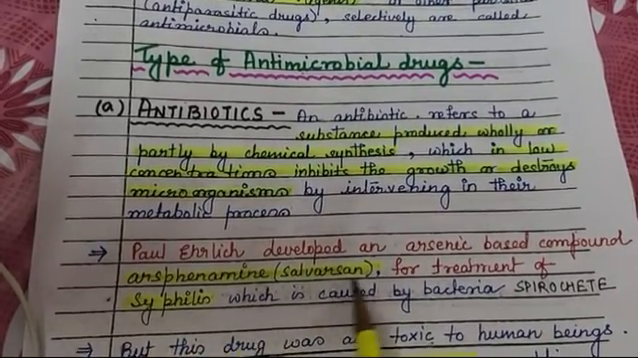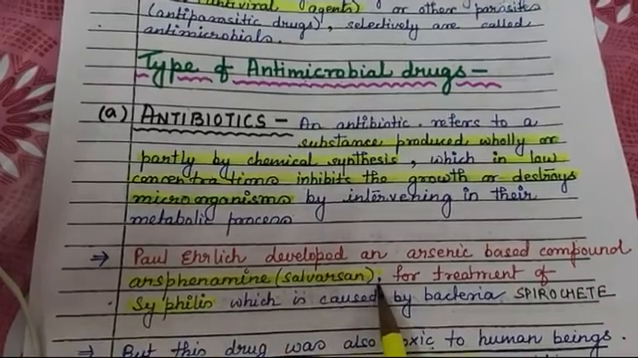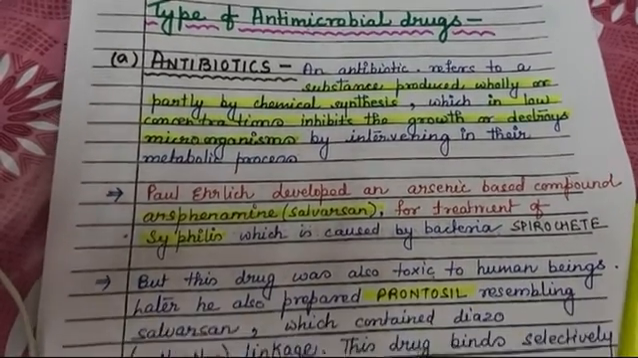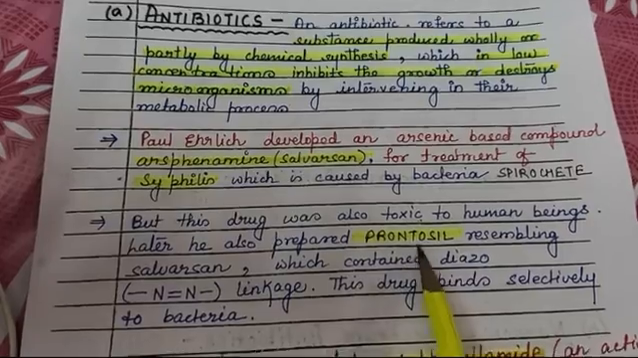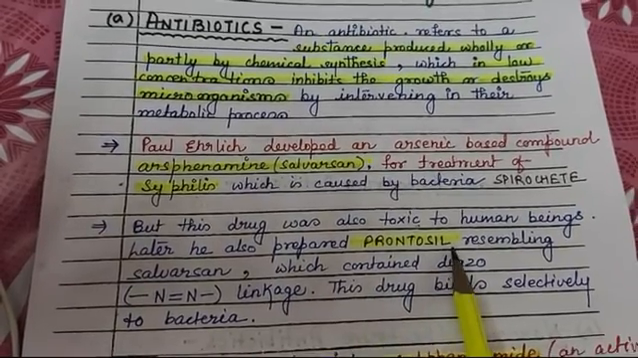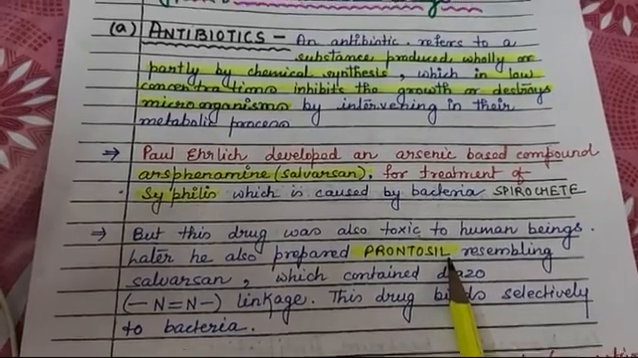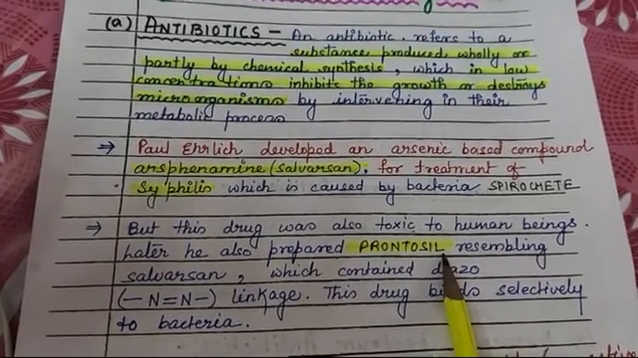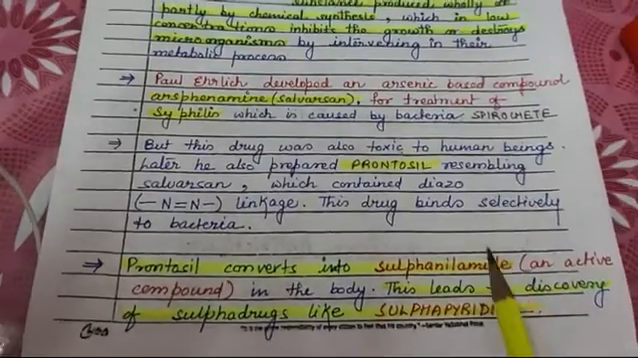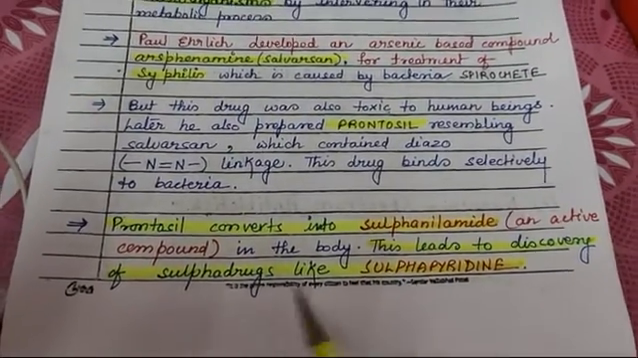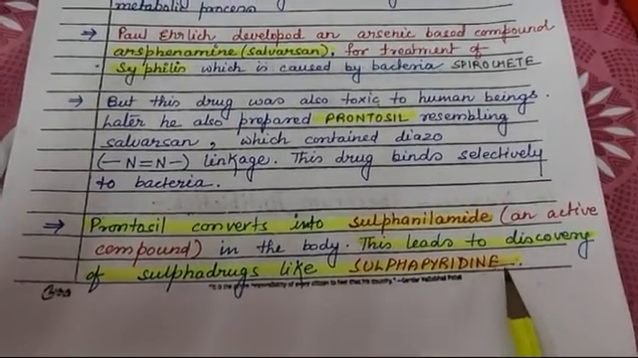But this drug is actually toxic to humans, so later on he developed another drug which is known as Prontosil, and this Prontosil drug is the pioneer drug which started the synthesis of many sulfa drugs like sulfapyridine.